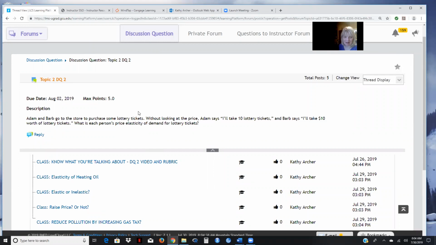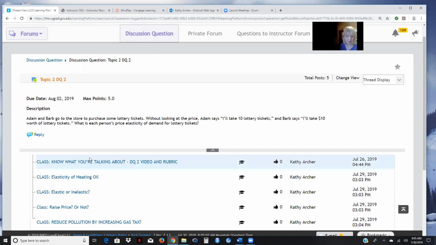Today, what we're talking about is Topic 2, DQ2, and here it is in Loud Cloud. Adam and Barb go to the store to purchase some lottery tickets. Without looking at the price, Adam says, "I'll take 10 lottery tickets," and Barb says, "I'll take $10 worth of lottery tickets." What is each person's price elasticity of demand for lottery tickets? Sounds like a tricky question, doesn't it?